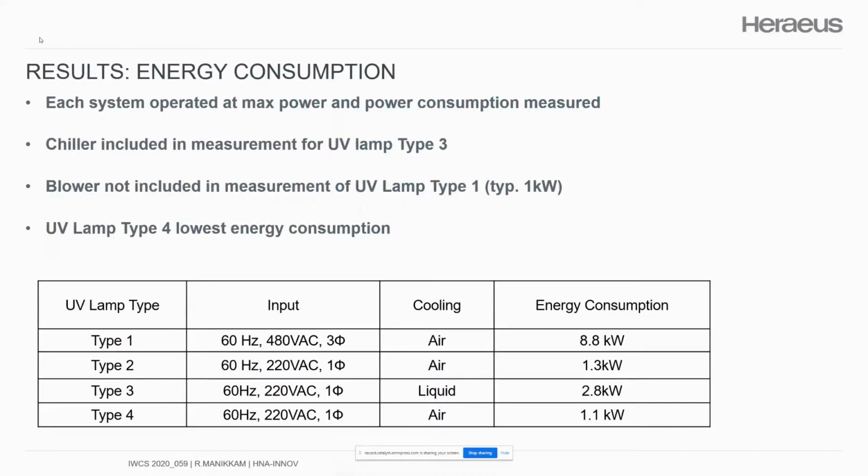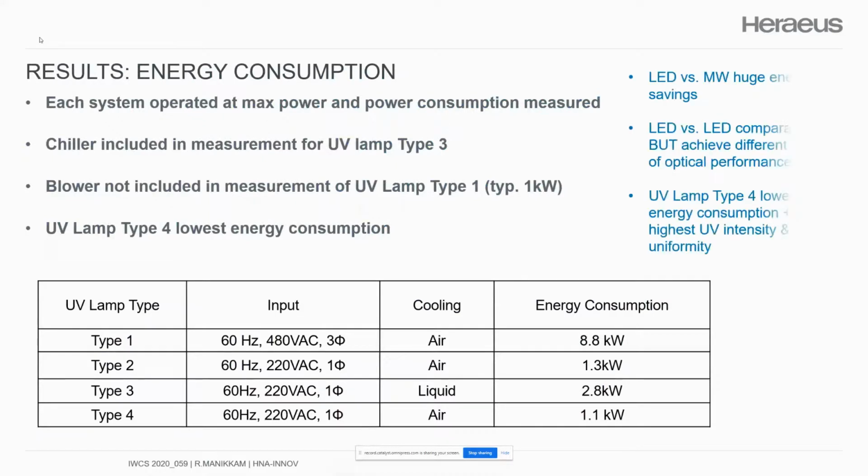A few major takeaways: number one, with LED systems versus microwave systems, there is a huge energy saving. Type 2 through 4, whatever system you choose, you're having a huge amount of energy savings. From this measurement, it looks like as much as 80% less energy consumption per lamp.